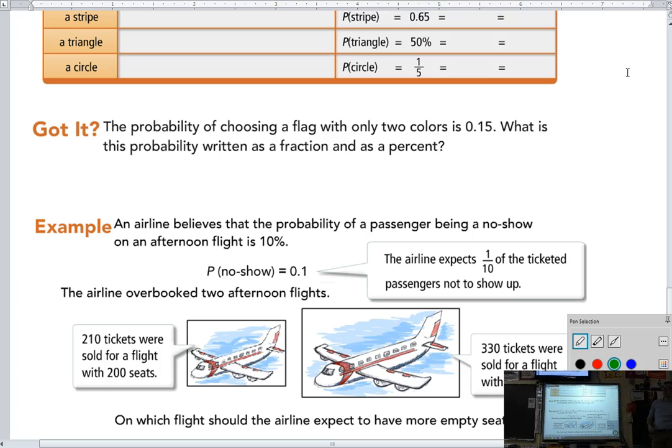Alright, so if I have a 0.15, we can actually easily convert that into a percent. Colin, what's the percent for that? So percent would be 15%, and the fraction is 3 over 20.